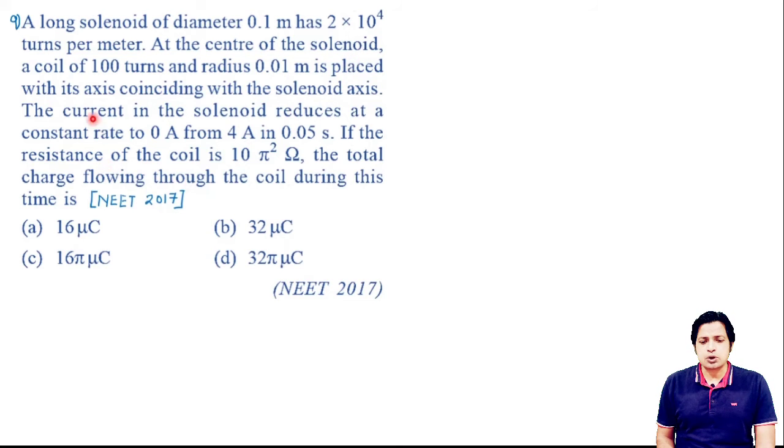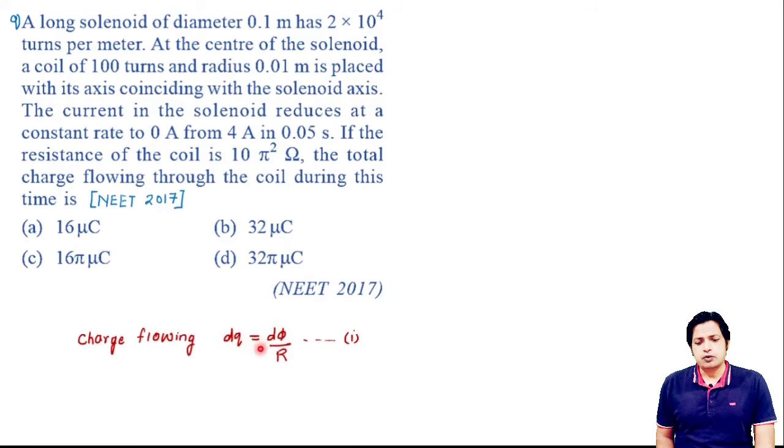The current in the solenoid reduces at a constant rate to 0 from 4 in 0.05 seconds. Okay, so it changes from 4 to 0. If the resistance of the coil is 10 pi square ohm, the total charge flowing through the coil is? Now we know that the charge is nothing but the change in the flux upon the resistance of the coil.